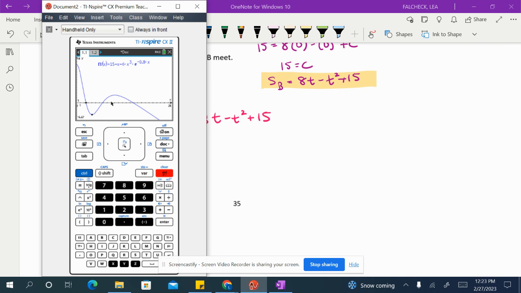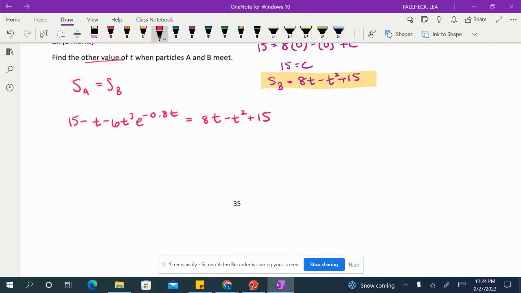Okay. So we have the first thing. Oh, and now we're adding the second curve. Okay, so we have 8x minus x squared plus 15. Let's go ahead and find where they cross. Okay, so it looks like they cross right here. Looks like they cross when time is equal to 9.3. So just write that you found it in your calculator. For the intersection, time is equal to 9.3.